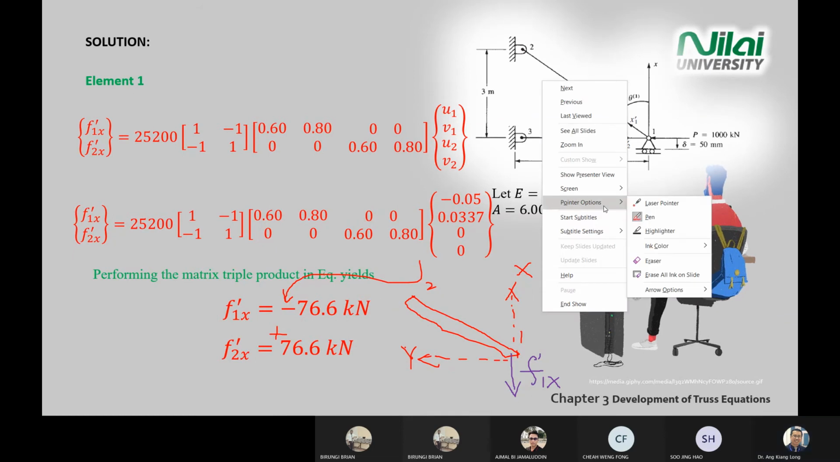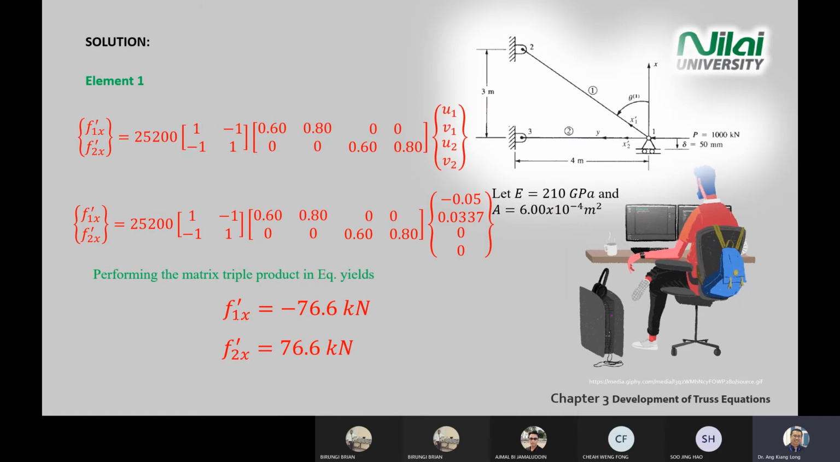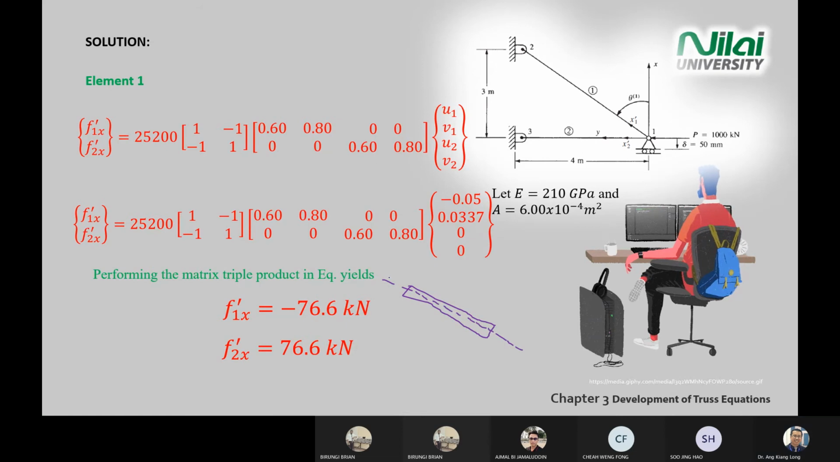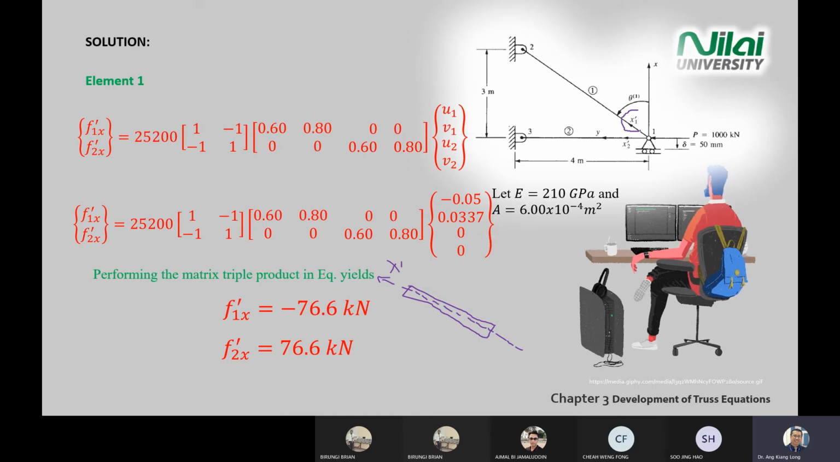Sorry, I did the wrong one. I apologize. This is F prime. I made a mistake just now. X prime means you're referring to this X axis. How do you know the arrow? You look at the diagram. The arrow of the X prime will be given, so you just follow the X prime. If it's positive, you follow the X prime. Here, your F1x is negative.